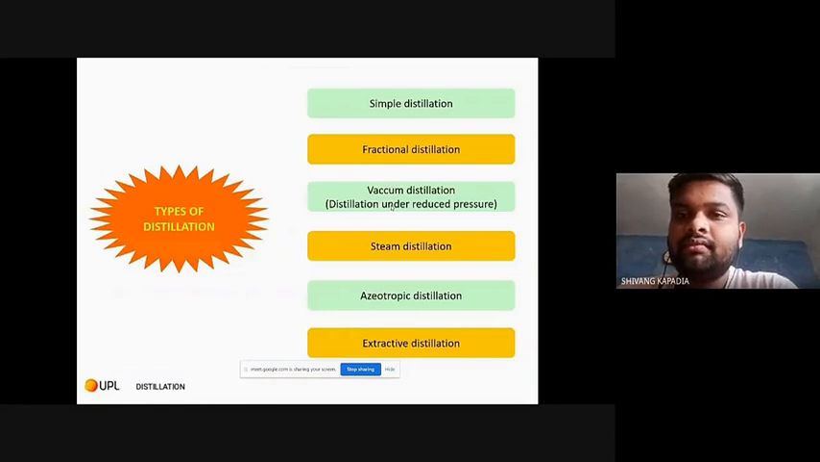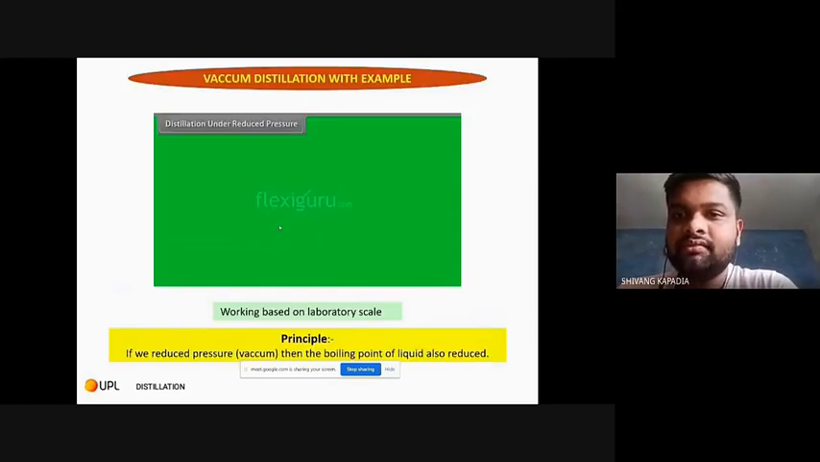There are mainly six types of distillation: simple versus fractional distillation, and the main type used in industry is vacuum distillation. The others are steam distillation, azeotropic distillation, and extractive distillation. Next is vacuum distillation. This is a general video of vacuum distillation in principle.